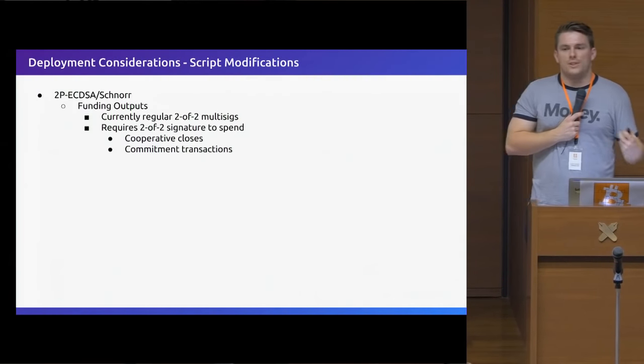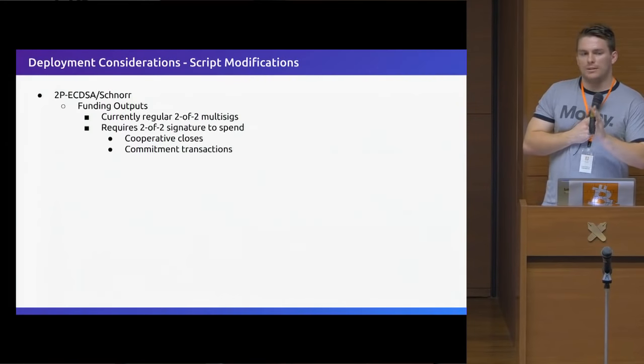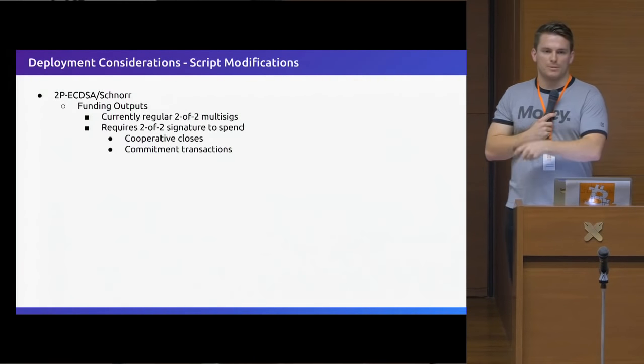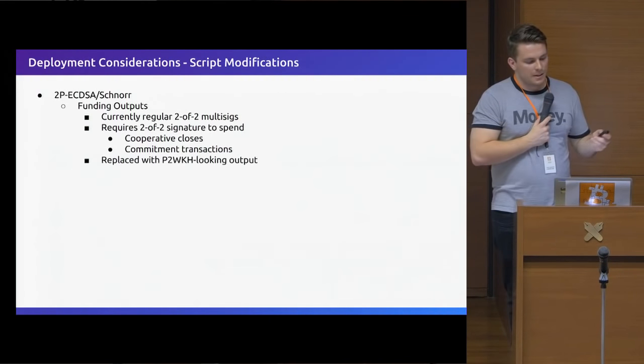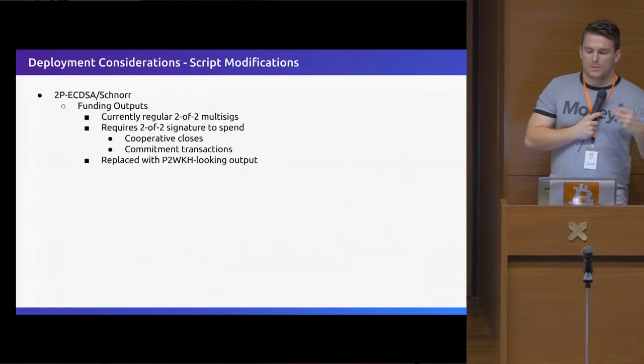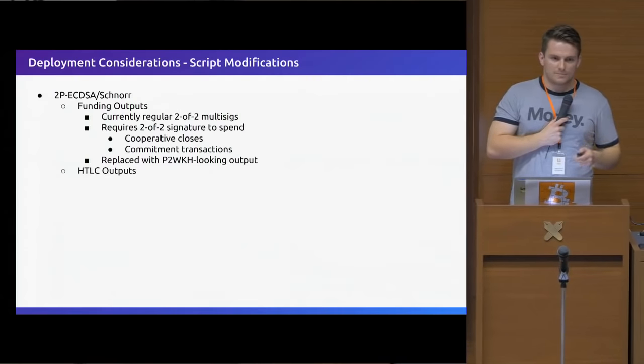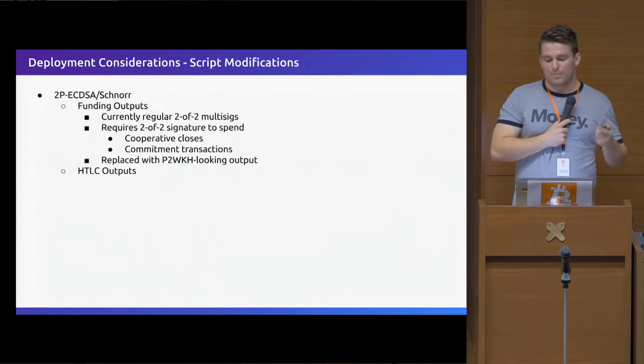Those transactions are pre-signed, so basically in the offline update protocol in Lightning, you need 2-of-2 multi-signatures to update these commitment transactions and HTLC outputs. But all of this can be replaced with a single pay-to-witness-key-hash funding output, which is nice. It saves space, and it has improved privacy.